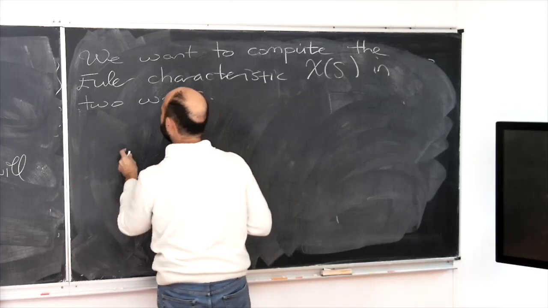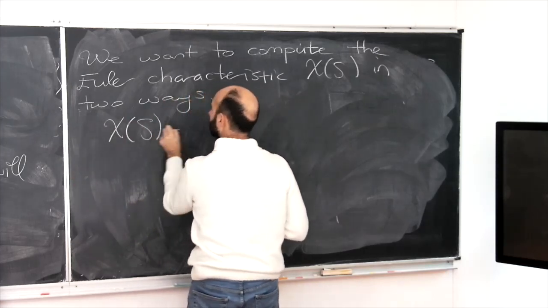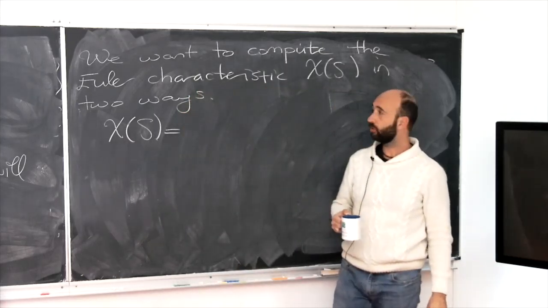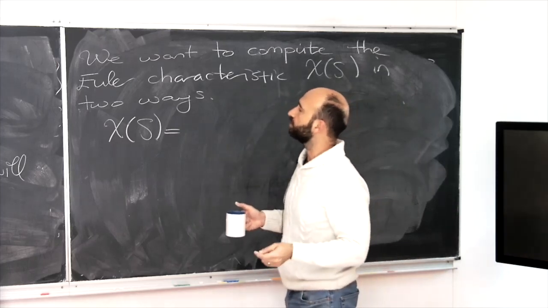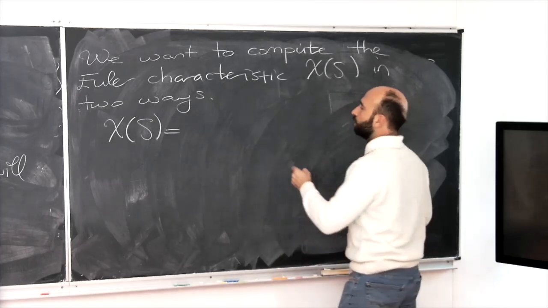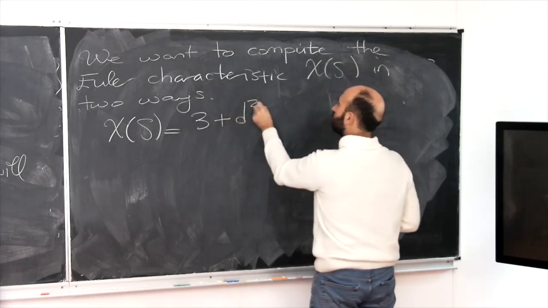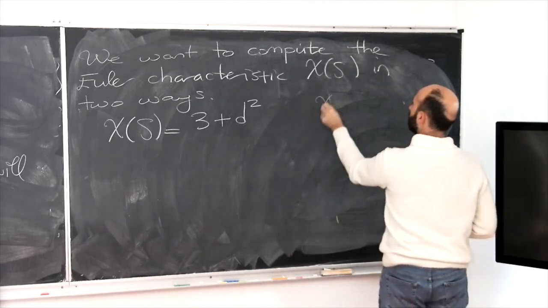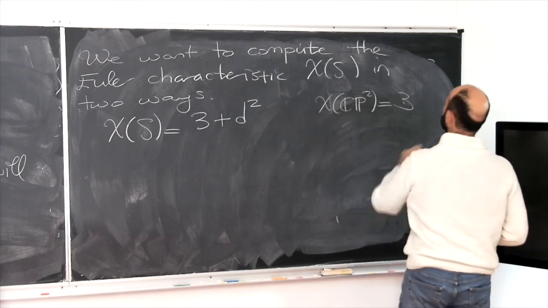Now, from the direction of pi, it is rather immediate. Each point blow-up on a surface, well, the points are smooth points on the surface, will increase the Euler characteristic by 1. So this will give you 3 plus d squared. Maybe I should say a few words about the Euler characteristic of CP2. This is equal to 3.